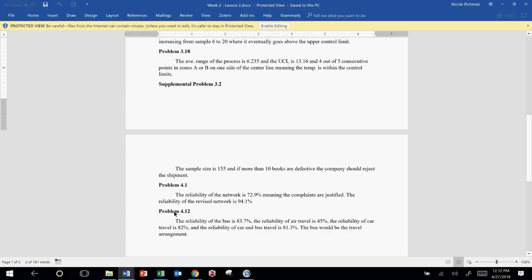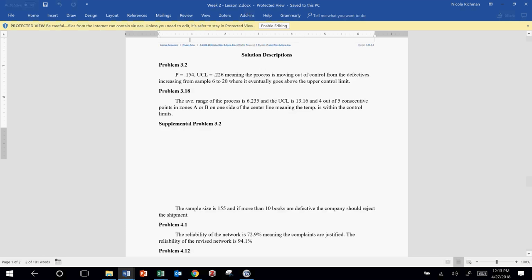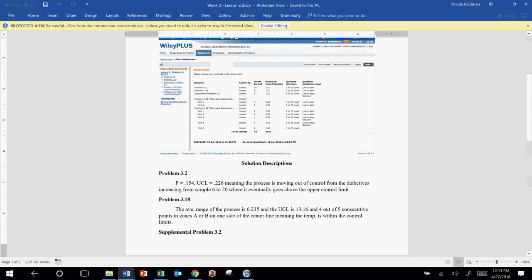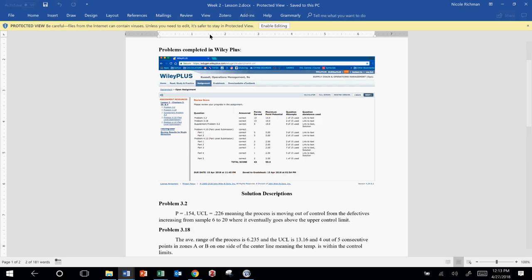So simply put, a quick one or two sentence explanation of what the solution is telling us. So this problem 4.1, for example, the reliability of the network is 72.9, meaning the complaints are justified. That's a perfect explanation. So this, like I said, I'm using this as an example of what the homework should look like. I know there's been a lot of questions on that.